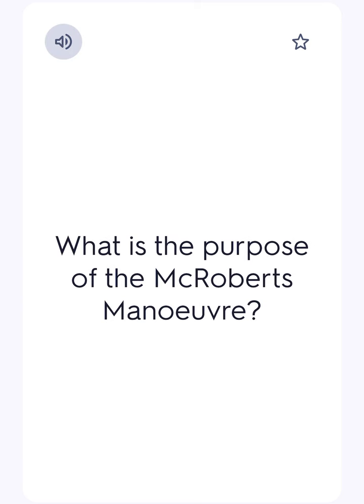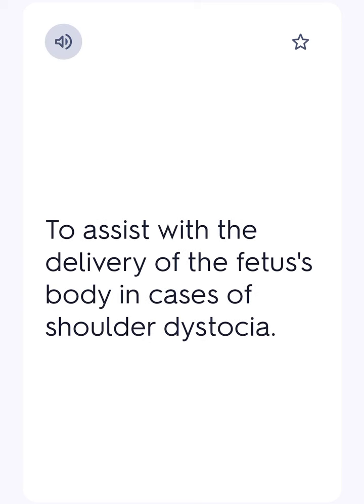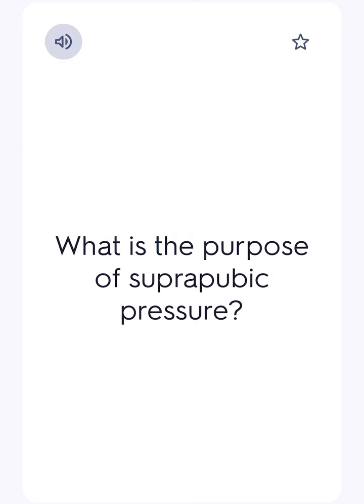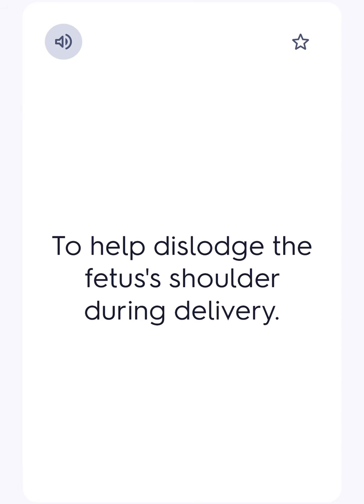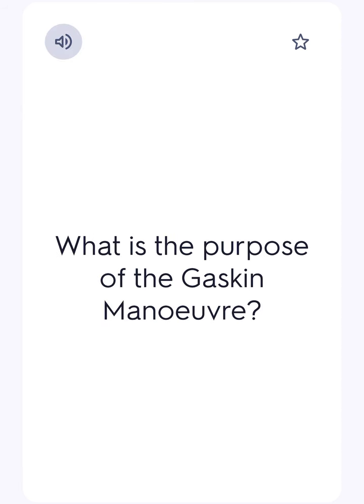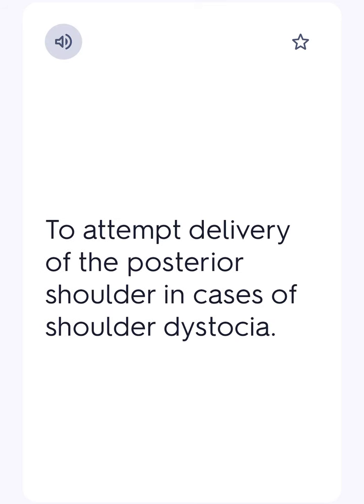What is the purpose of the McRoberts maneuver? To assist with the delivery of the fetus's body in cases of shoulder dystocia. What is the purpose of suprapubic pressure? To help dislodge the fetus's shoulder during delivery. What is the purpose of the Gaskin maneuver? To attempt delivery of the posterior shoulder in cases of shoulder dystocia.